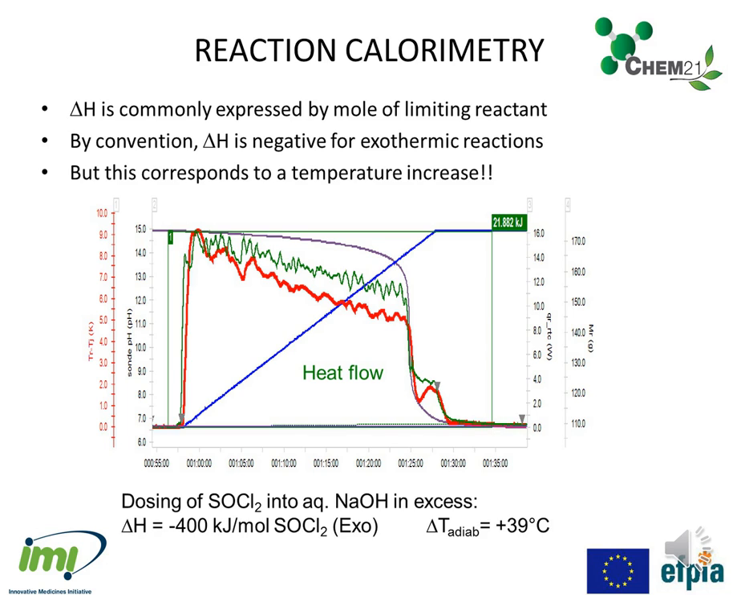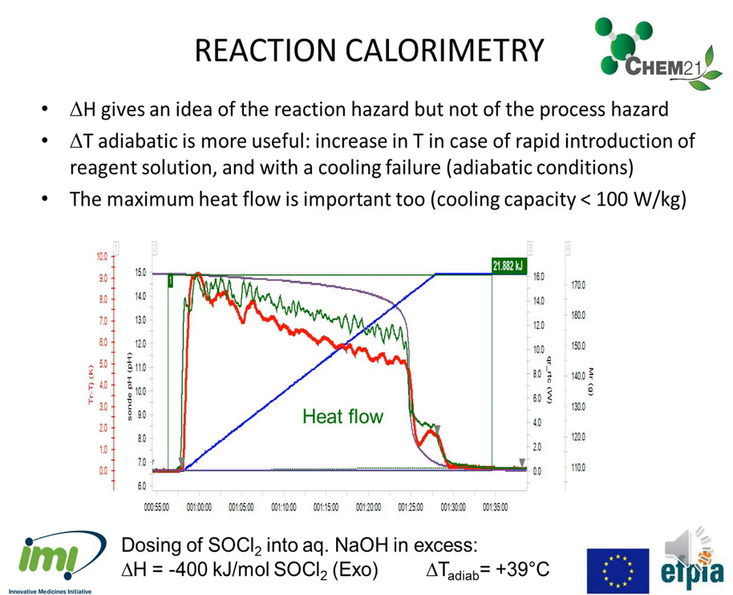Usually, the energy is expressed per mole of limiting reagent, here 400 kJ per mole of thionyl chloride. By convention, exothermic reactions are expressed with a negative energy because the heat is dissipated outside. But I don't like it at all because this negative energy corresponds to a temperature increase. Here, delta T adia is equal to plus 39 Kelvin. Do not forget to specify the sign for the delta T adia.